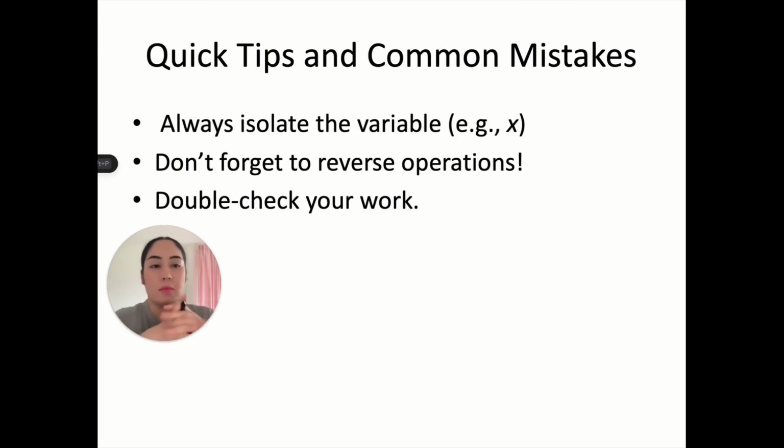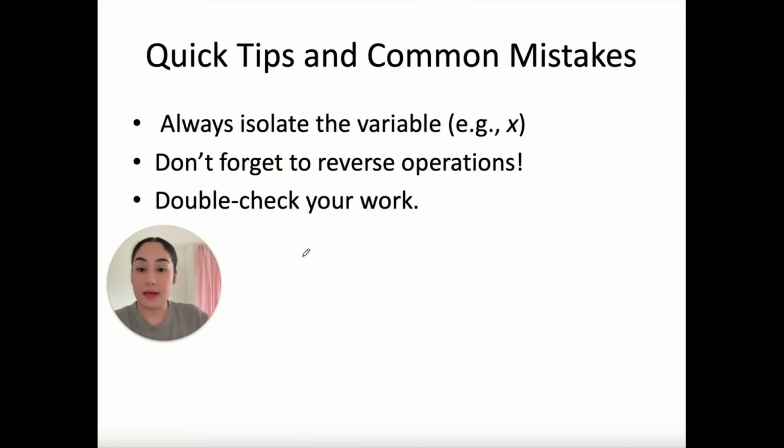Let's go over some quick tips and common mistakes to do with simple algebra. So always, as I've been saying, we always want to isolate the variable, the unknown, in this case x, so we want to get x on its own. That's the first thing. Second thing is, don't forget to reverse the operation.